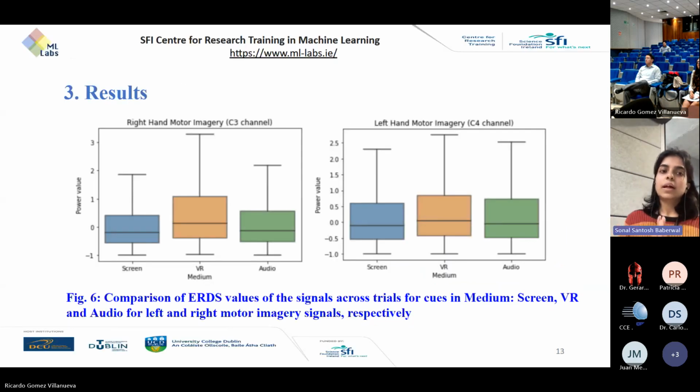So the results show that comparing the mean ERDS values of different mediums, the participants perform better using the VR medium as compared to other mediums when it comes to just analyzing the signals.